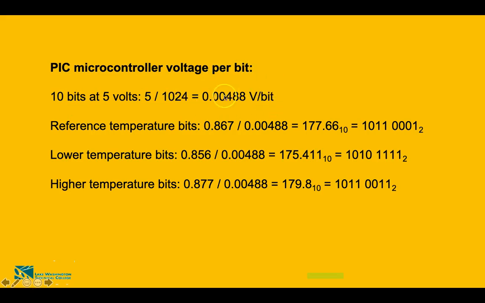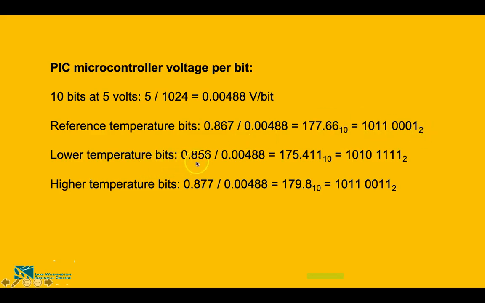And then we are going to divide all three different temperature voltages we got by this volts per bit. We got this one for the reference temperature voltage. Dividing it with this, we got 177.66. If you convert it into bit pattern, you remember I showed you in the last lecture how to convert from a value like this into the bit pattern. So you'll apply the same method and you'll get this value.